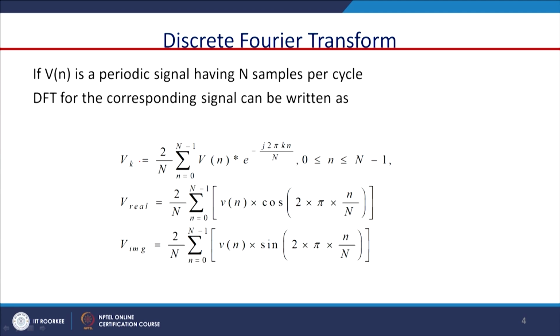Let us start with this mathematical expression of this DFT. This V k is equal to 2 by N, summation of n equal to 0 to N minus 1, V n e to the power minus j 2 pi k small n by capital N. Let us define what these symbols are. What is this k? The k is the order of the harmonic.